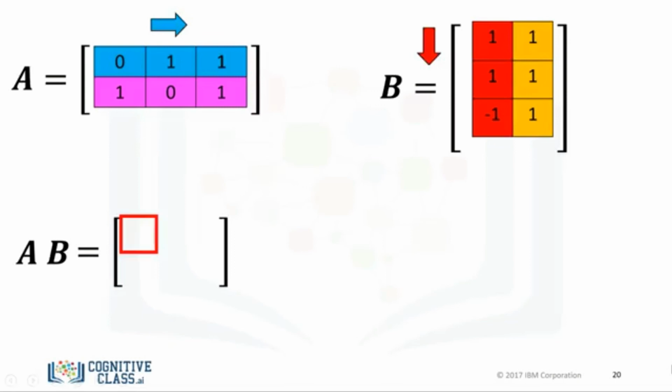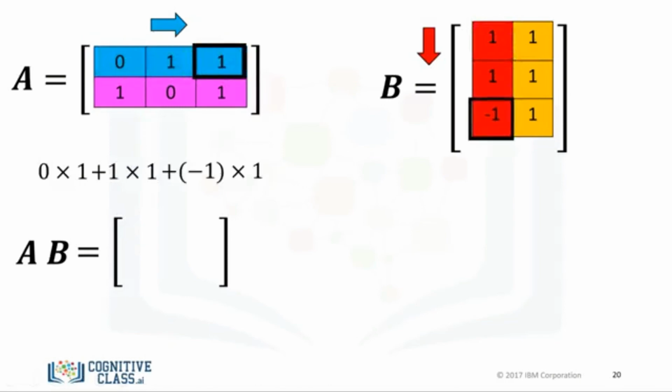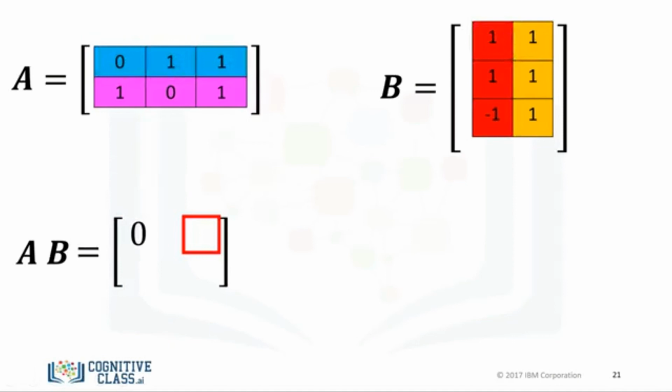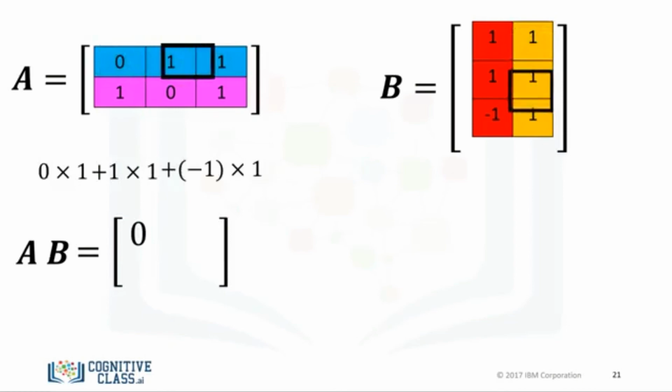For the first row, first column, we take the dot product of the first row of A with the first column of B as follows. The result is 0. For the first row and the second column of the new matrix, we take the dot product of the first row of the matrix A, but this time we use the second column of matrix B.